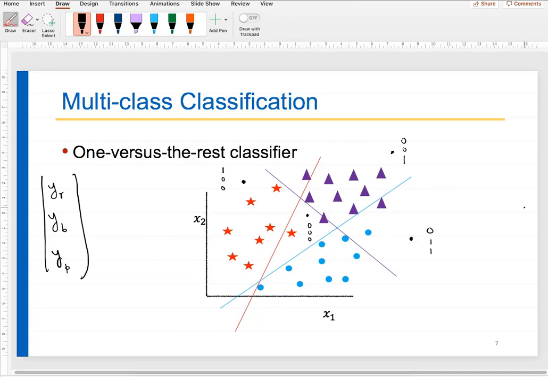It hardly knows anything, right? If the point is here, it can clearly say it is red. If it is here, it is purple. If it is here, it is blue. But there are 1, 2, 3, 4 regions which it is not able to classify properly. So this is not a good approach, right? Okay.